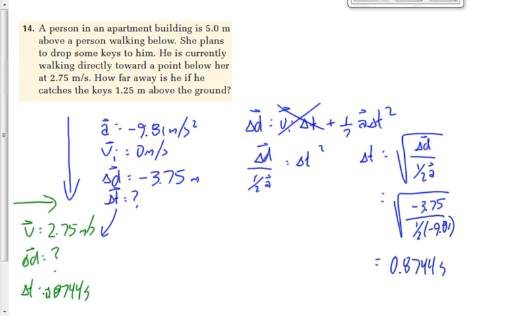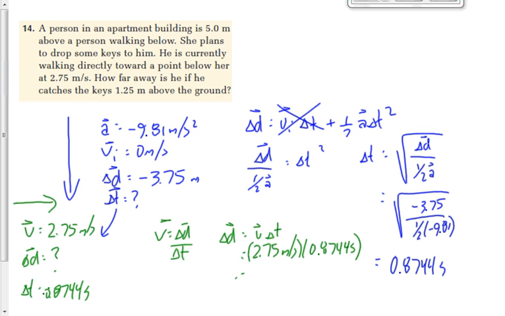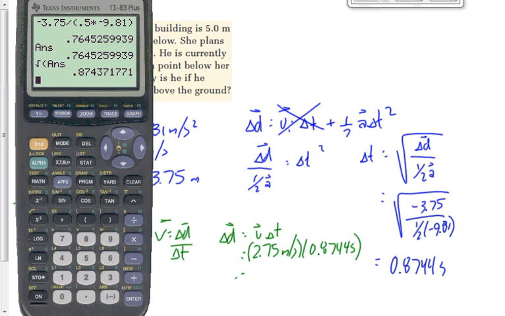So we've just got another given provided to us. Now, for the guy walking, since he's walking at a constant velocity, let's use d over t, rearrange it. D goes up by multiplying v times t. He walks at 2.75 meters per second for a time of 0.8744 seconds. Now, it's an easy problem, right? Just multiply those two numbers together.